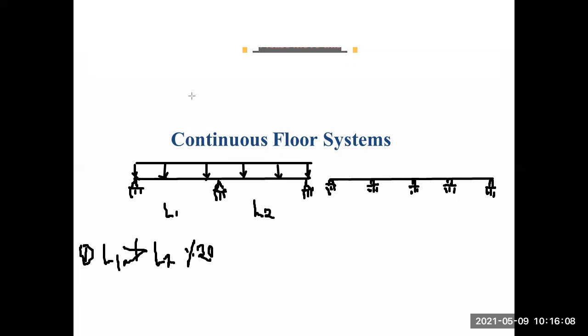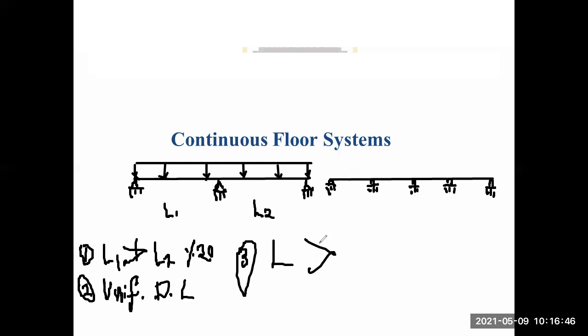The other condition is that live load should not exceed dead load by 3 times, when they are factored. So the second condition is that the loading is a uniformly distributed load. And the third condition is that the factored live load should not exceed 3 times the factored dead load.